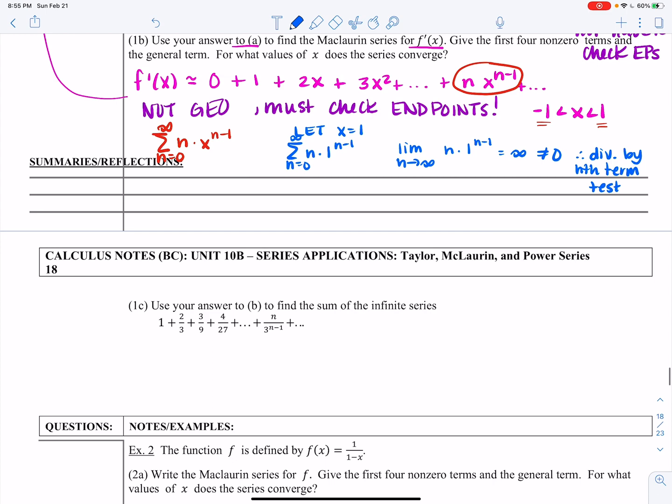We're going to do the same thing with letting x equal -1. So that means I have the sum from n equals 0 to infinity of n times -1 to the n minus 1. Honestly, this is not that exciting either, because if I take the limit as n approaches infinity of n times -1 to the n minus 1, this thing is also going to keep getting bigger and not equal 0, and is also going to diverge by the nth term test. So both of these endpoints end up not included, which is fine.